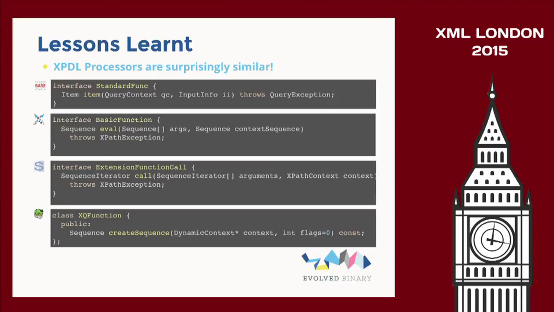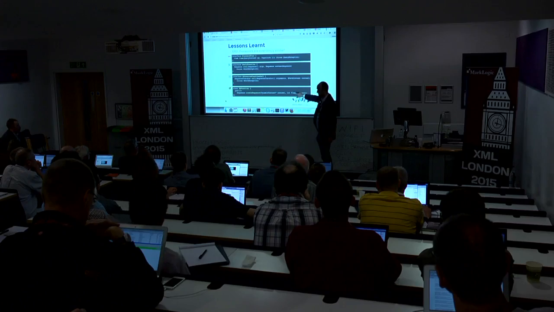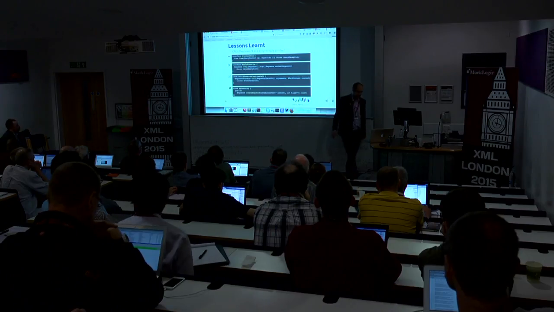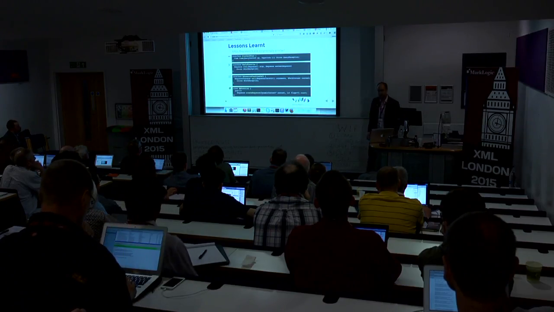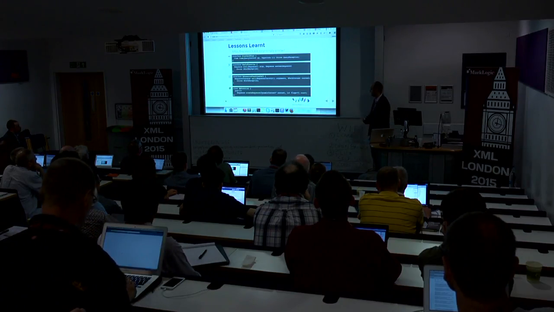So I had a look at some XPath processors. There's BaseX, eXist, Saxon, and Xqilla. The first 3 are in Java. The last one's C++. It turns out that function call in all of these, and this is the signature for function call, is almost the same. There's a context and there's some arguments. Okay, who would have thought you're going to call a function, you want some context and some arguments. But everybody is different, but they're the same.